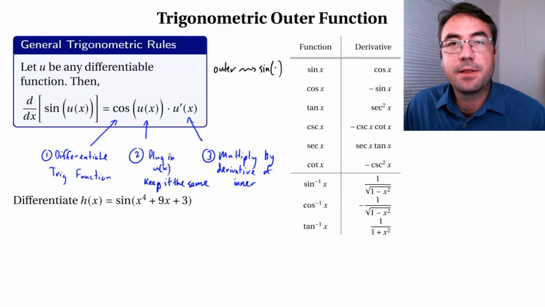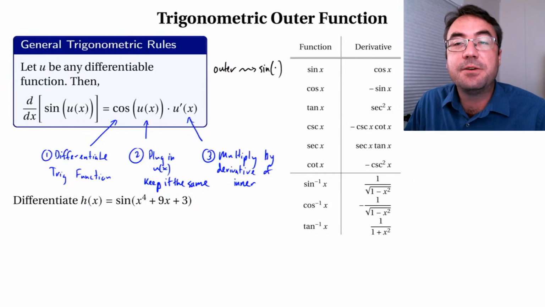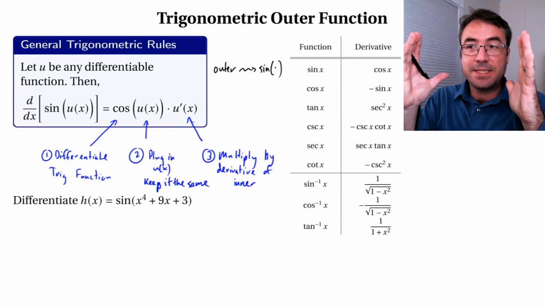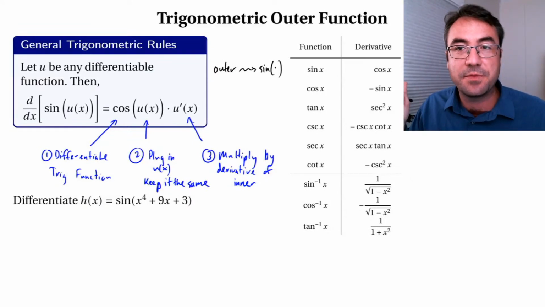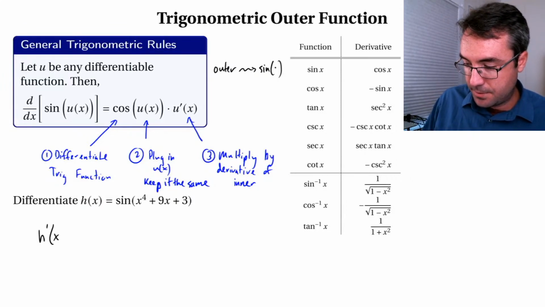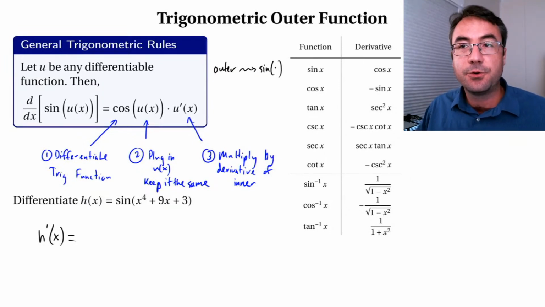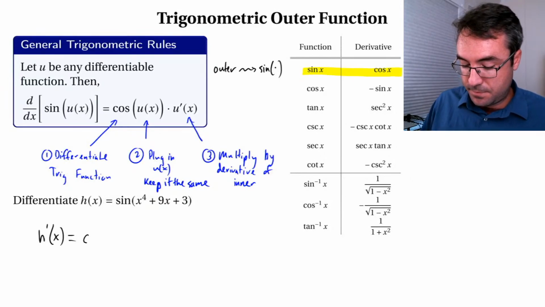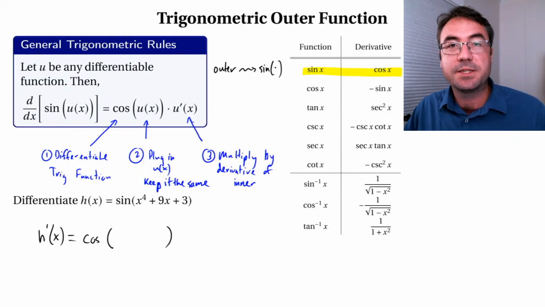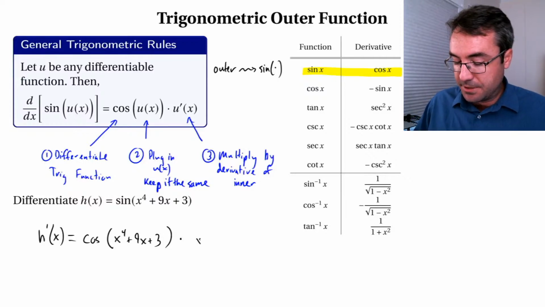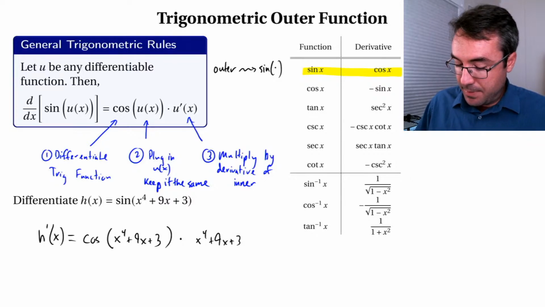So what would be an example of something like this? Well, if we wanted to differentiate the function sine of x to the power 4 plus 9x plus 3, if we look at that, sine is on the outside, we have a big set of parentheses, and then there's some x terms inside those parentheses. So that's an indication that we're going to use chain rule. So how does the derivative work? Well, we differentiate sine. So what's the derivative of sine? It's cosine. We have our big set of parentheses, and then we just keep the inner function exactly the same. So it's just x to the power 4 plus 9x plus 3. And then we take that inner function and we multiply by its derivative.